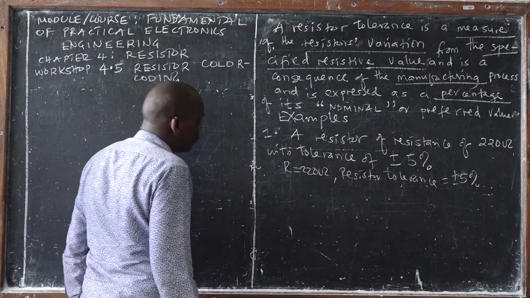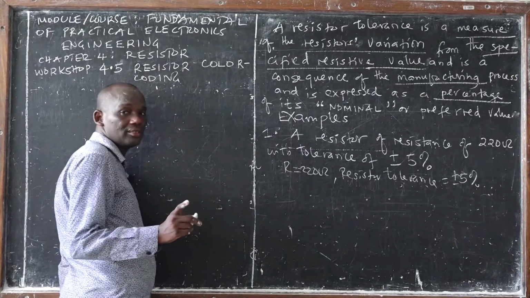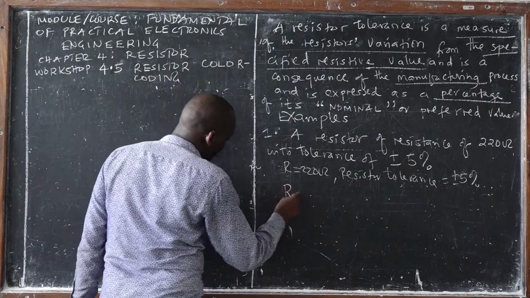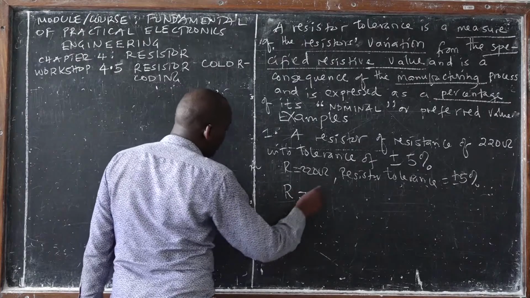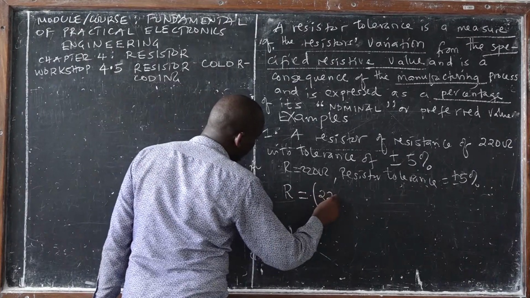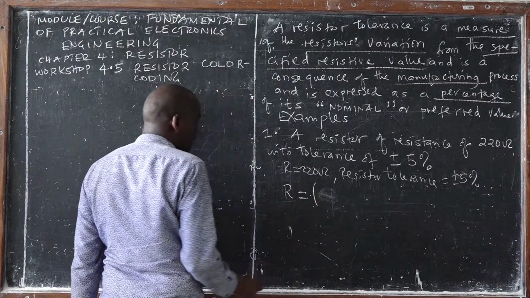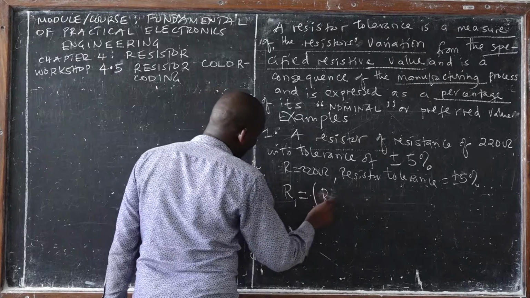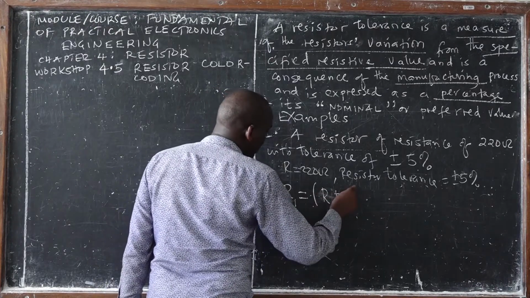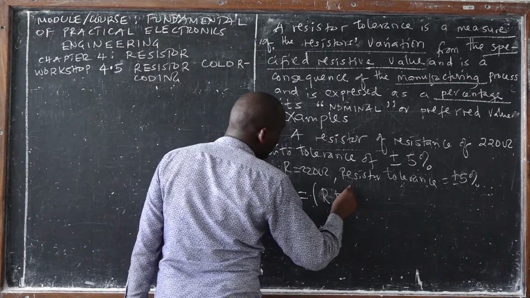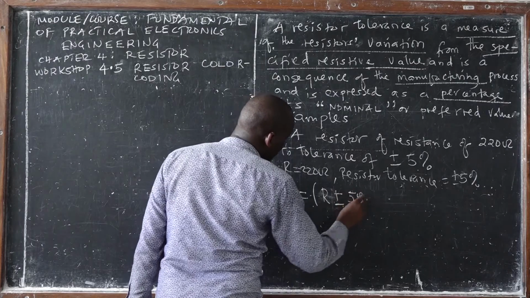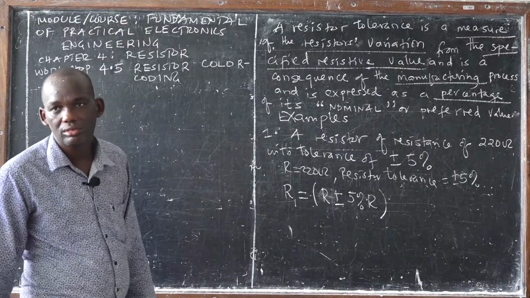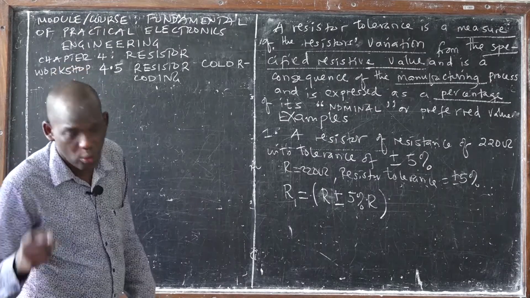Look, this is the formula. The actual or measured value of the resistor will be R1, stop writing, equal to R plus or minus the tolerance. It means that we say, let's say, 5% of R. Right? What does it mean?